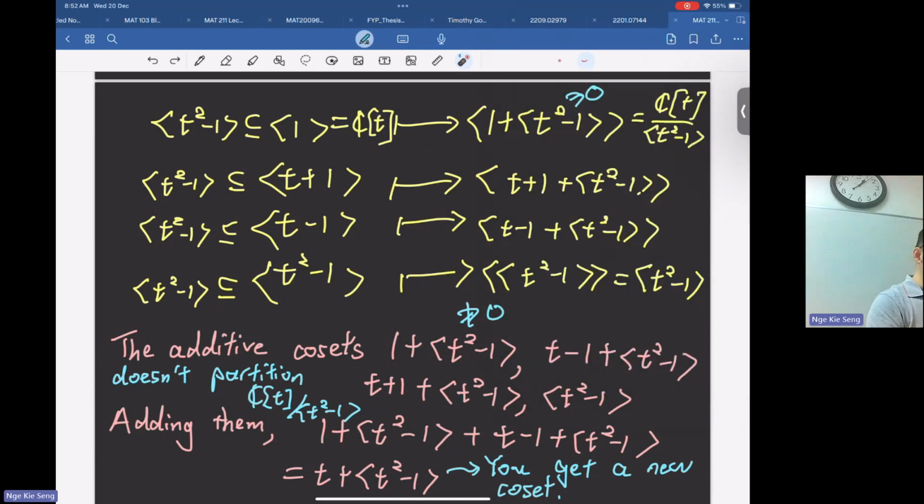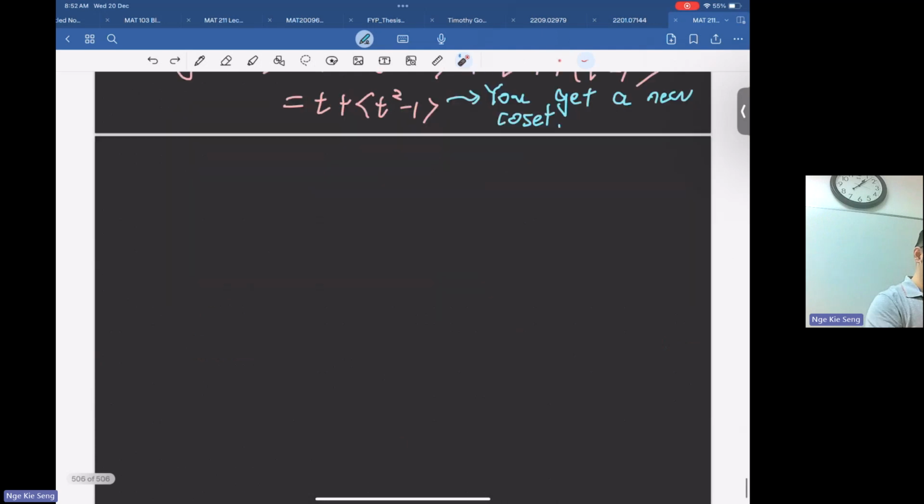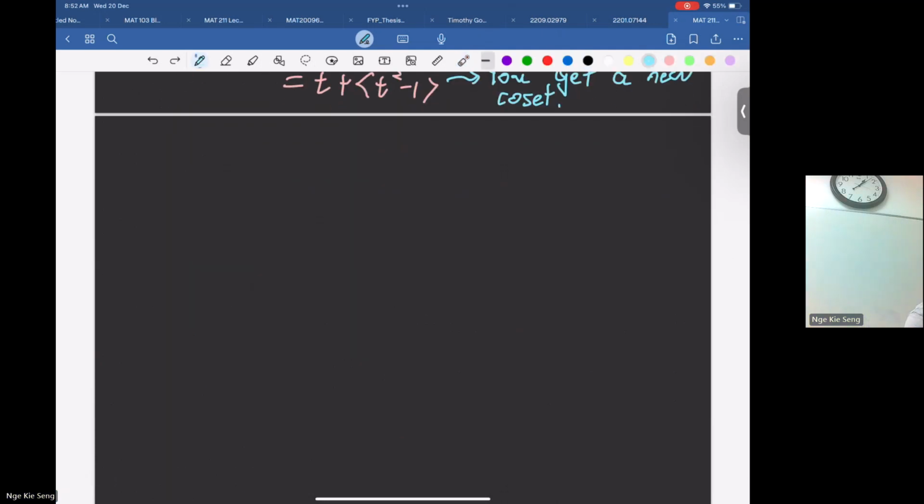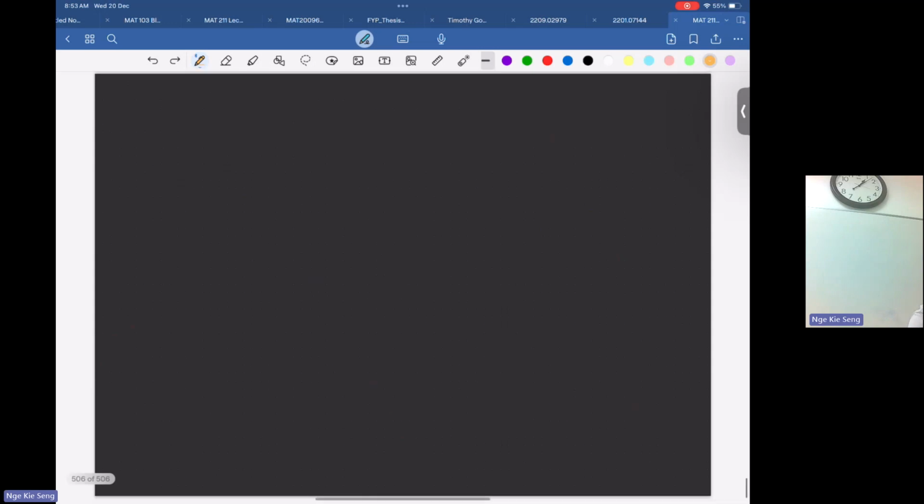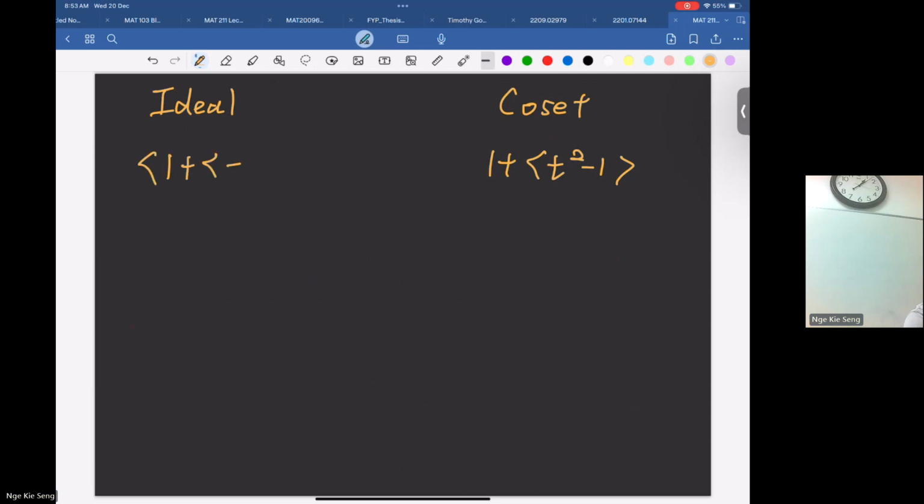So one difference I show you is you can see that. Actually I showed you one of the differences already. So let's look at the ideals and cosets here. For example, coset, I can take 1 plus the ideal generated by t squared minus 1. Of course, when you talk about these ideals and cosets, you need to talk about which ring you live in, because you need to know multiples of what, where you can take the multiple from.